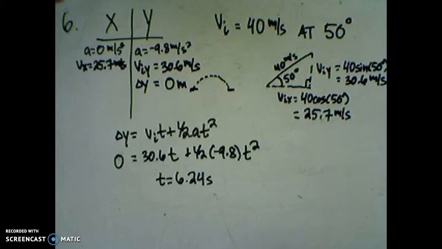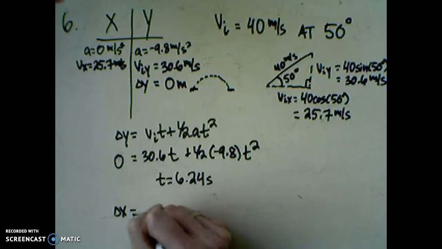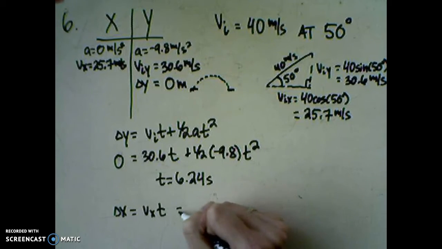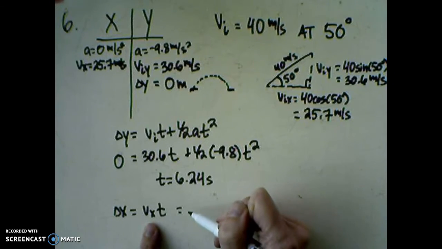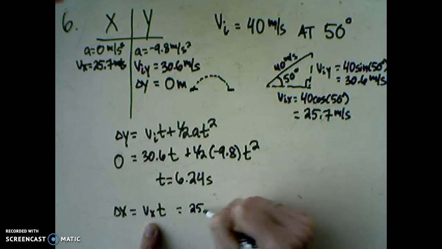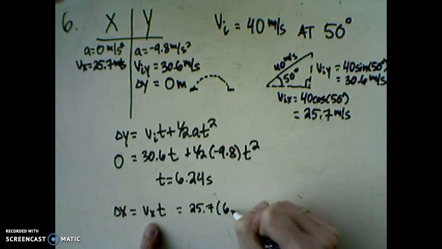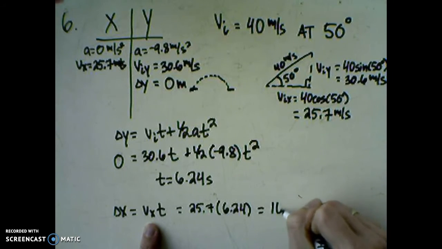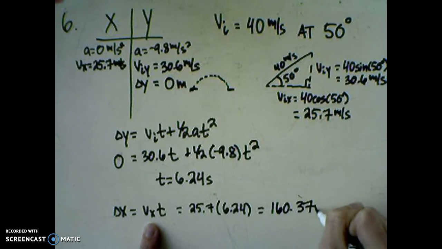So now that I have my time, I'm going to use delta x equals vxt to figure out how far the ball traveled. This is how long the ball was in the air, so let me figure out how far away from where she hit it, it landed. My Vx, I can't use just any velocity, I have to use my x value for velocity. It's 25.7 meters per second times 6.24 seconds, which is my time. That gives me 160.37 meters.